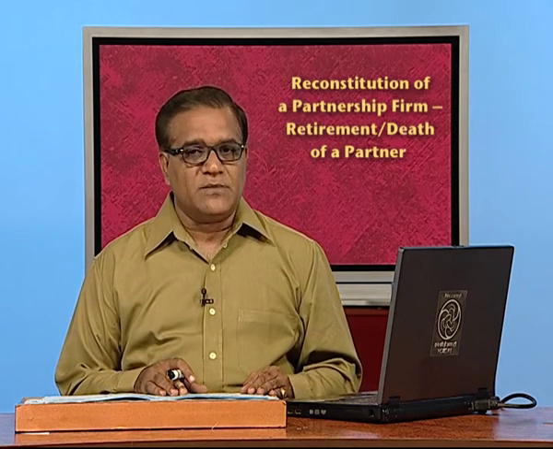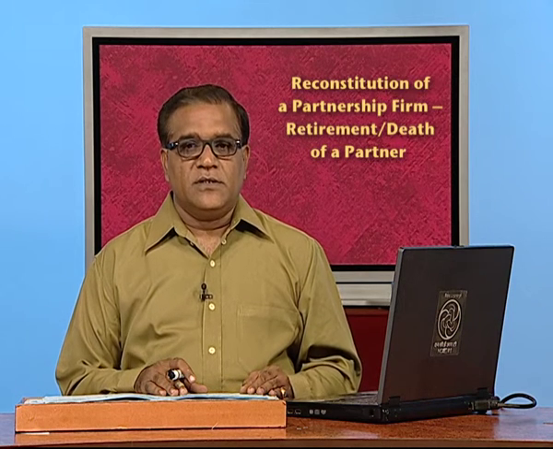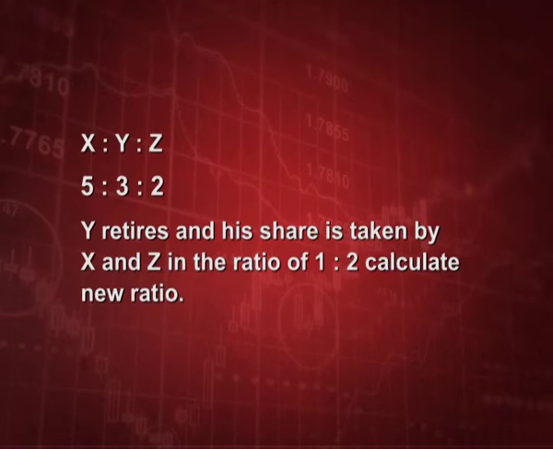Now, let us practice some questions on this point. Let us assume X, Y, Z are 3 partners with ratio 5:3:2, Y retires and his share is taken by X and Z in the ratio of 1:2. Now, please see, here it is mentioned that Y's share is being distributed between X and Z in the ratio of 1:2. So, now we have to calculate the new ratio, and if this was not mentioned, then it would have been the same 5:2, right.